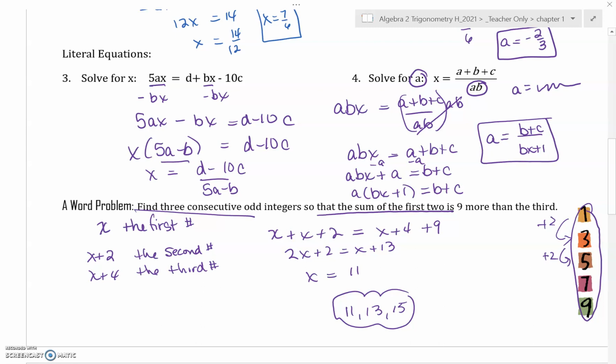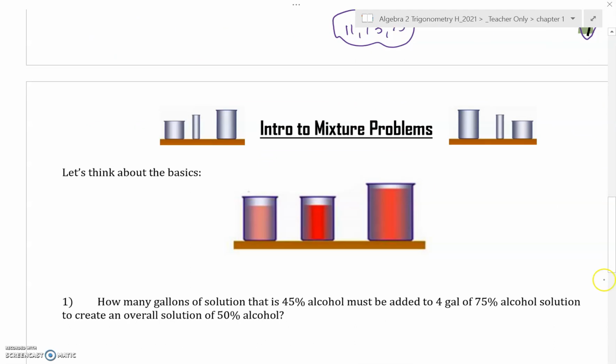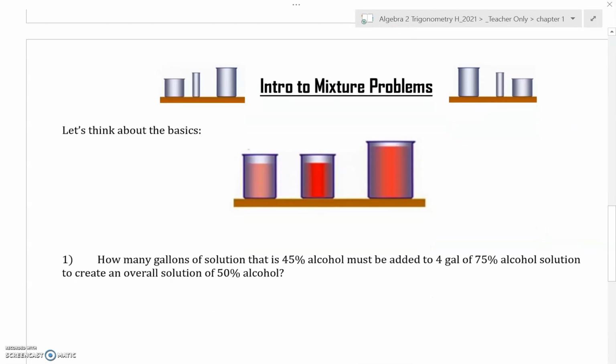We have one more thing to cover today. We're going to go ahead and talk about mixture problems. So I want you to go ahead and read number 1 and just think about what we'll be doing, and then we'll think about the basics in just a minute. So go ahead and pause the video and read number 1. So let's think about what they're asking. They want us to add a 45% solution to a 75% solution and end up with a 50% solution.